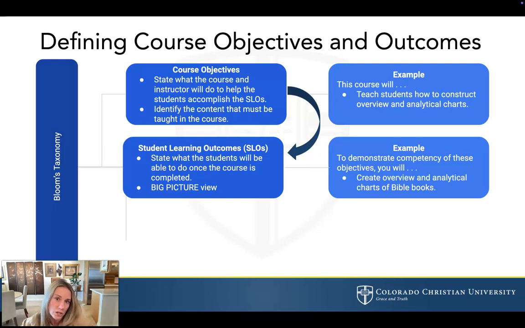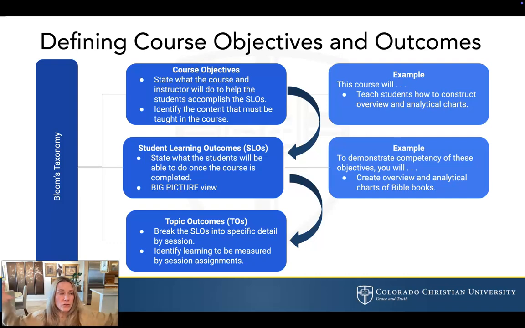If I had the course objectives on the left and the student learning outcomes on the right, it should be clear to me without your help as the instructor which one goes with which one, and I should be able to match them up no matter how you shuffle them, right? So clearly, if the course is going to teach the students how to construct overview and analytical charts, what we want the student to do by the end of it is that the student will create overview and analytical charts of Bible books, right? That just makes sense.